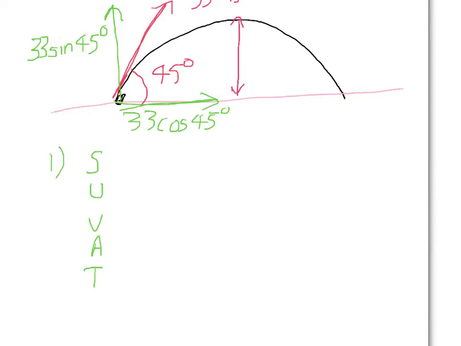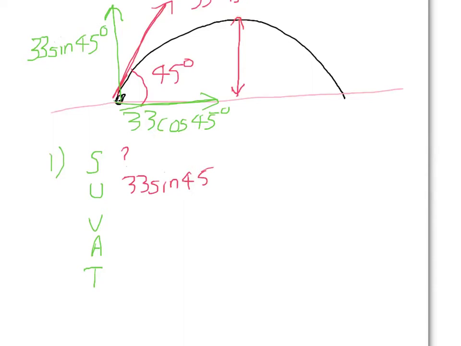Now, because we're looking at the greatest height, which is this part here, we're talking about the vertical plane. And in the vertical plane, the initial speed we've got is this section here, which is the 33 sine of 45. Now we're trying to find the greatest height, so that is what we are looking for, the s.